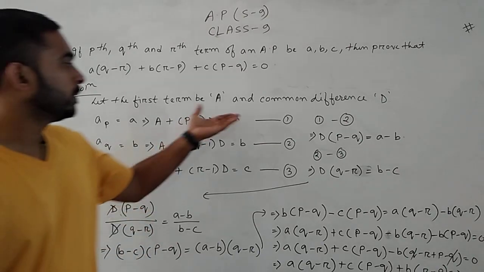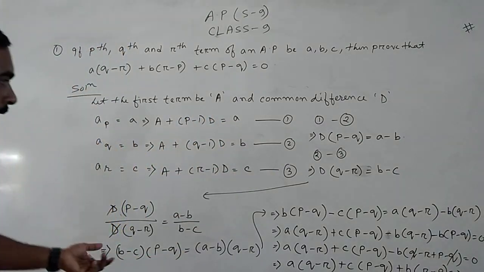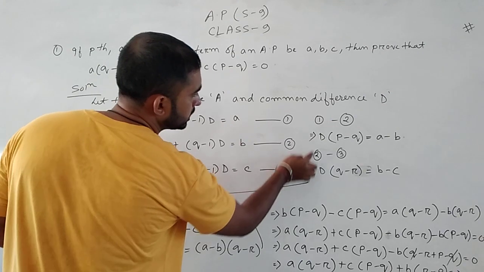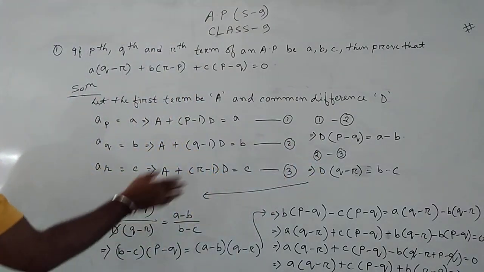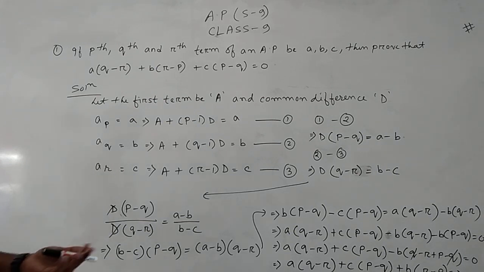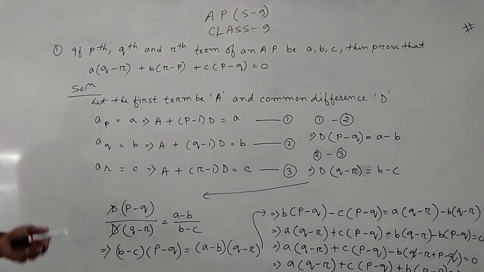Then I do 1 minus 2, 2 minus 3. Then I divide this by this. Suppose equation 4, equation 5, 4 by 5. Then do the cross multiply and take all the terms to the same side. Then we got the answer. Got it?